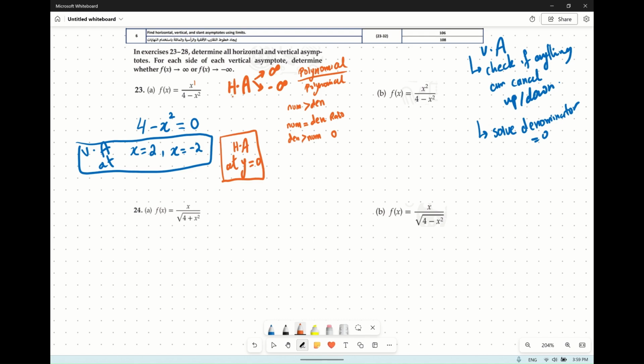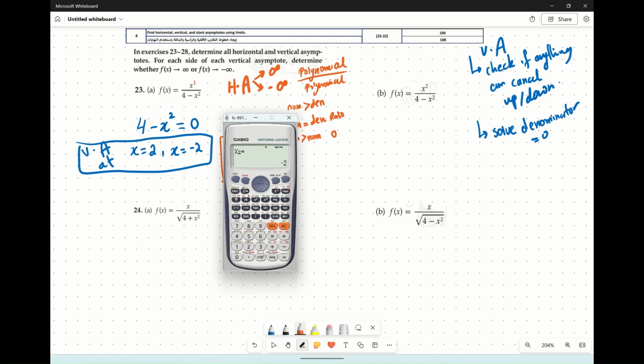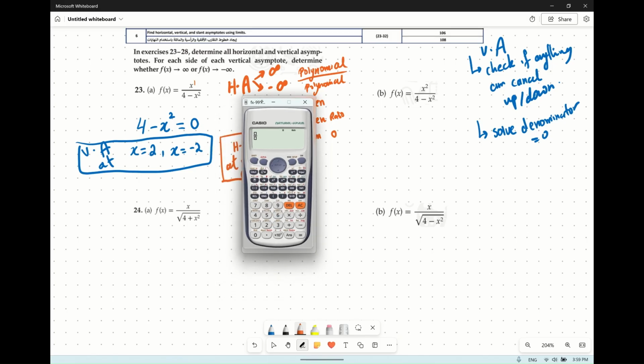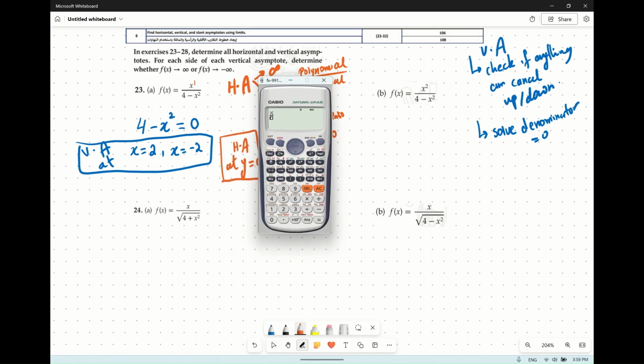Now, horizontal asymptotes can be done using the calculator. All you need to do is write your function same as it is. So here I will put alpha x over 4 minus x squared. I will click calculate. Now, to find the horizontal asymptote, you need to find the limit of the function as it goes to infinity and negative infinity. So infinity means a big number. For example, put 1 and then a lot of zeros, a very big number. And I click equal.